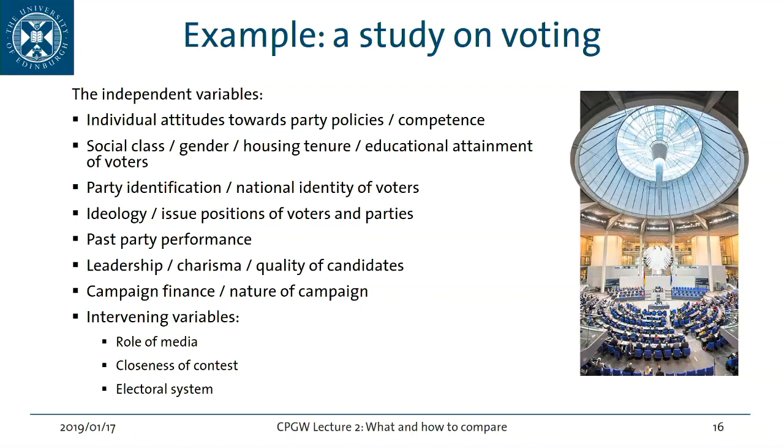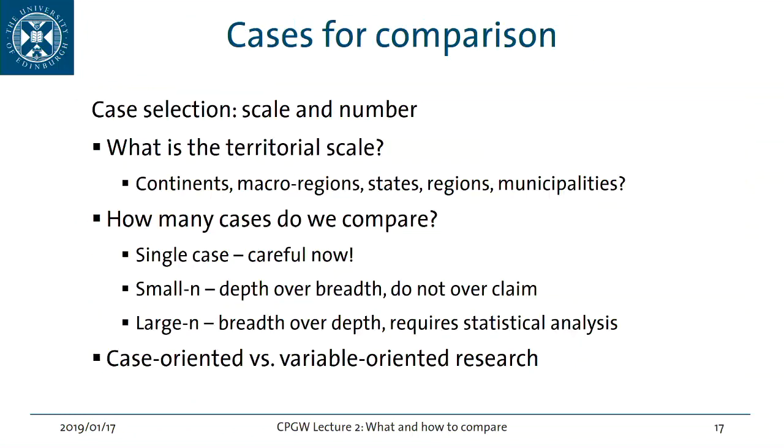So there's a whole range of things we could look at in terms of dependent variables, and an equally large host of things we could look at in terms of independent variables if we wanted to design a study on voting. And all of these would imply very different ways of investigating this particular question.